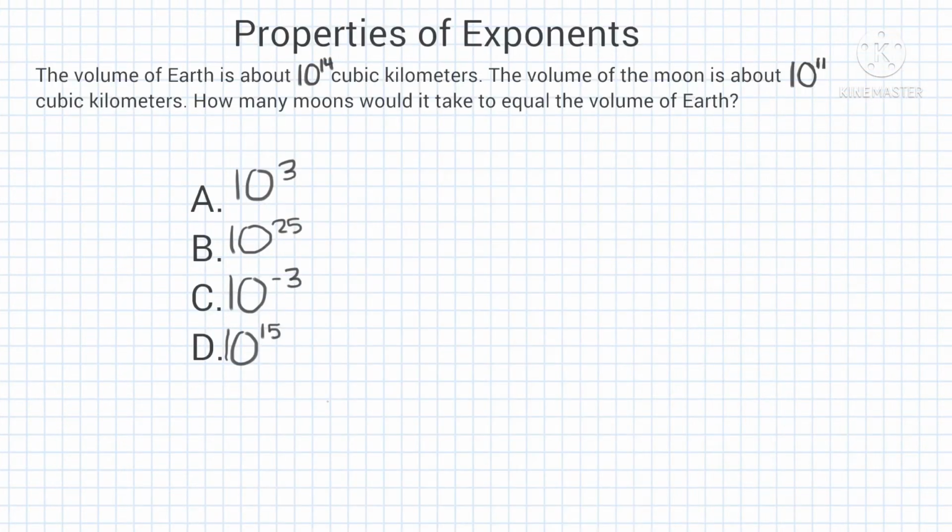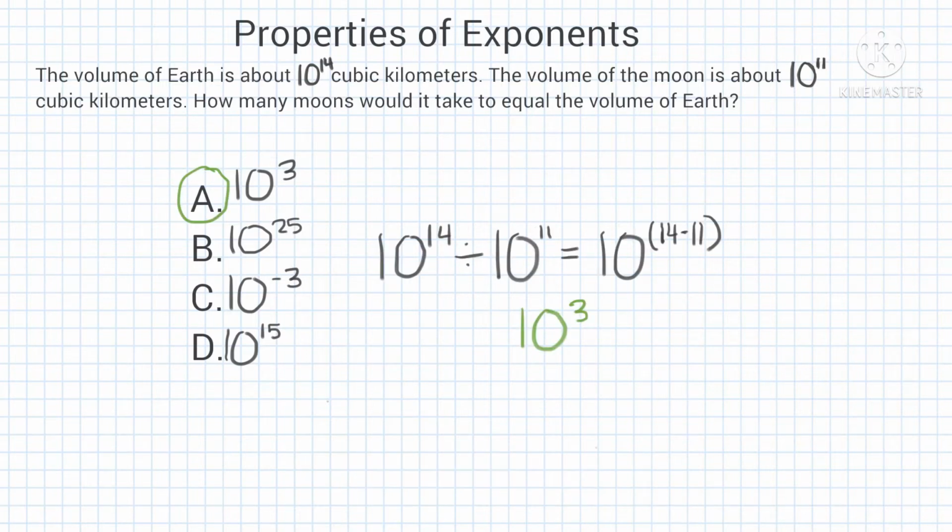First problem is about properties of exponents. Pause the video to try and answer this on your own. This problem can be turned into a division problem. 10 to the 14th power divided by 10 to the 11th power is equal to 10 to the 3rd power. You keep the base and subtract the exponents, so the answer is A.